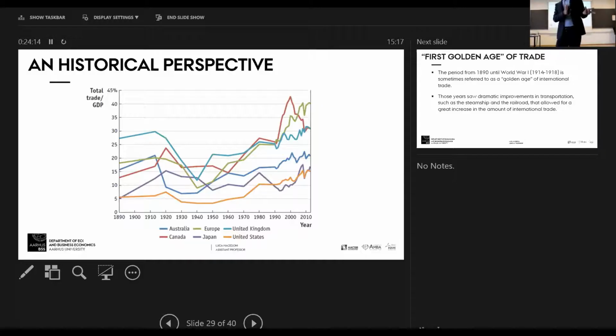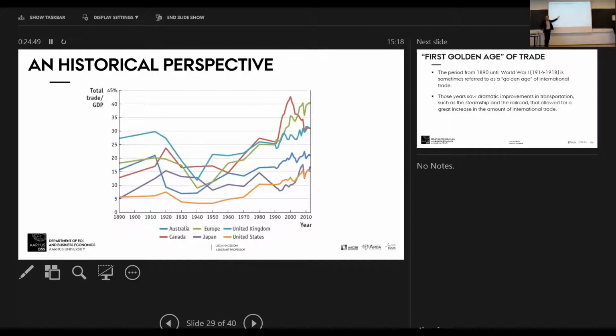Before World War I, we could argue that trade was just as predominant a thing as it was before COVID, at least in some part of the world. Here we have total trade over GDP from 1890 to 2010 for a bunch of countries. You may say, look, GDP wasn't even invented before the 40s. How do they have that data? How do we even have those measures anyway?